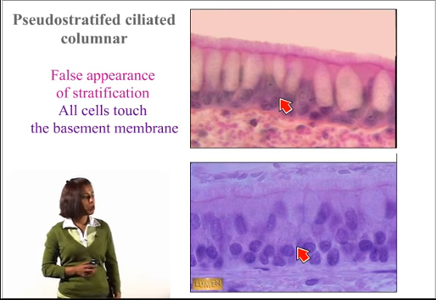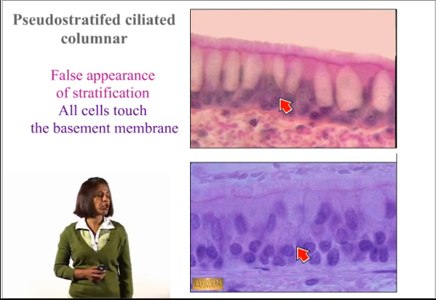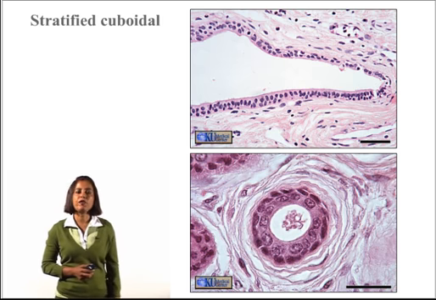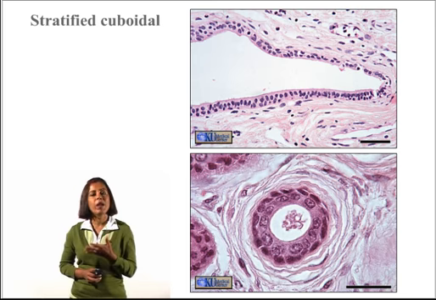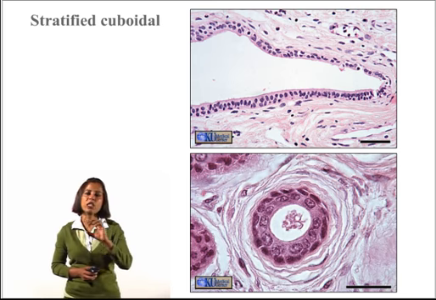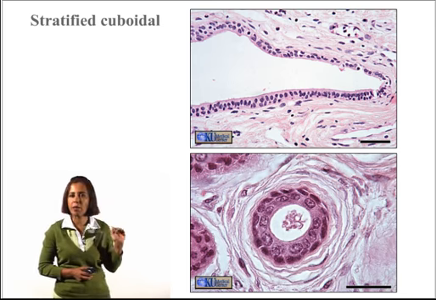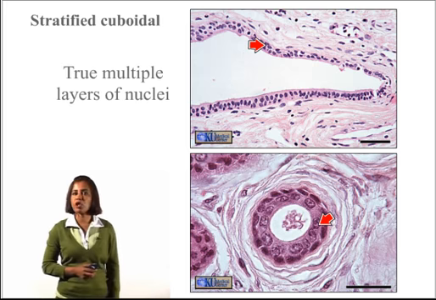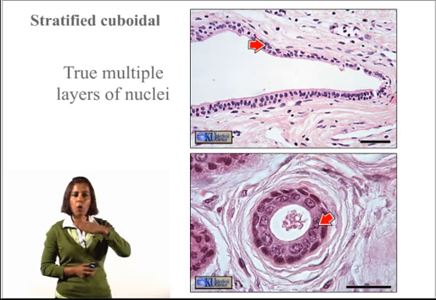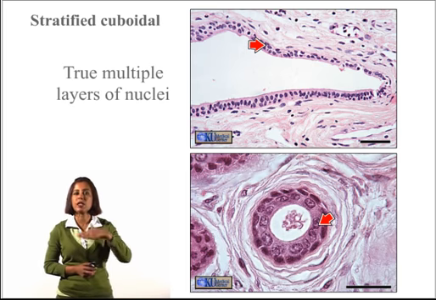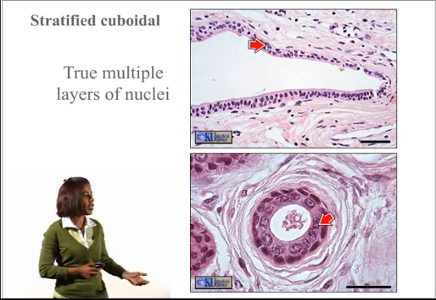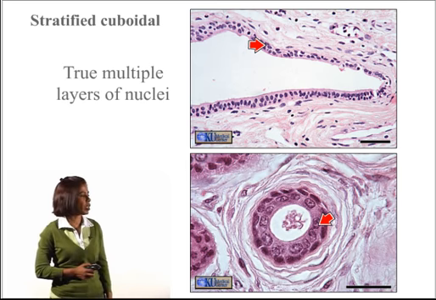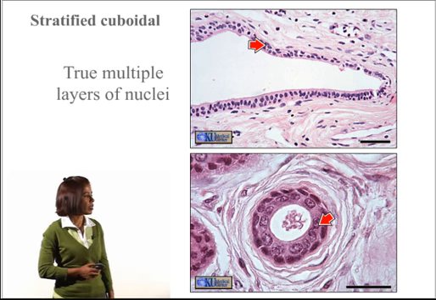Let's move on to a truly stratified epithelium, which is called stratified cuboidal. You also have stratified columnar, but it is a very rare type of epithelium and it's usually seen in patches, so I'm not going to describe it over here. Now here you see true multiple layers of nuclei, because you see one layer and sitting on top of this is a second layer of cells. And in stratified cuboidal, usually you have two layers of nuclei, which you can see.